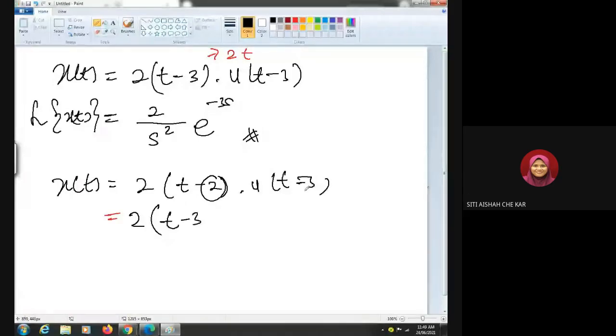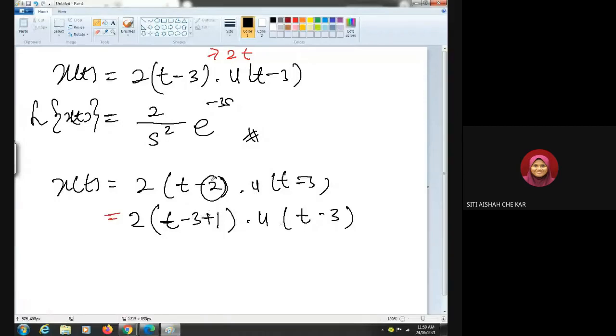You buat t minus 3 according to u(t minus 3). But your original question is negative 2 kan? So macam mana t negative 3 nak jadi negative 2? Kena plus 1. Yes. Okay. So now this is your modification. Actually it looks different, but actually the same answer. Because negative 3 plus 1 it will produce negative 2 balik. Cuma you alter sikit je.